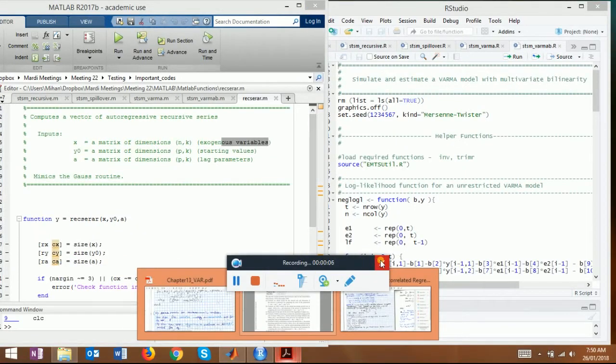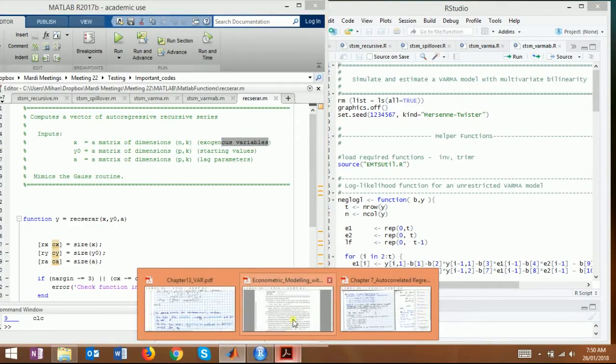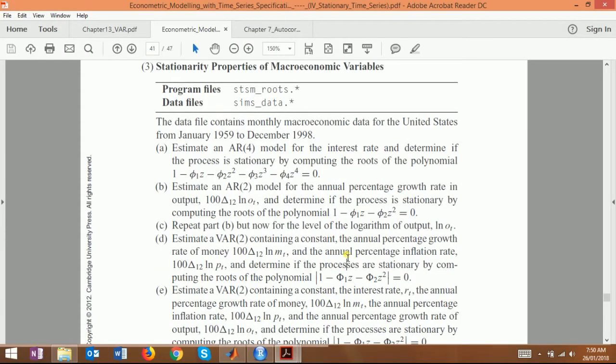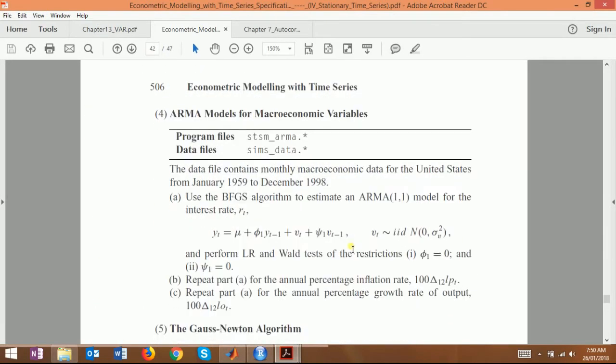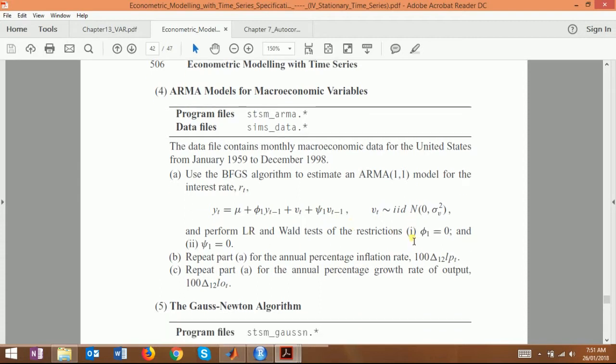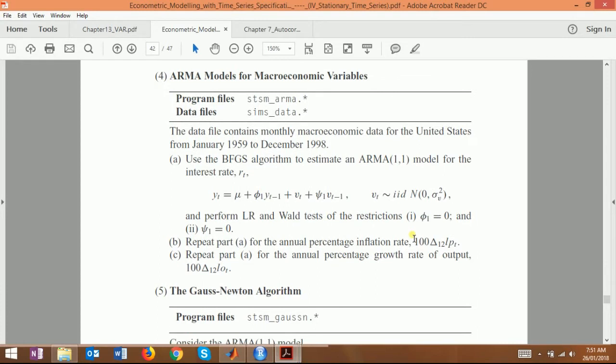Okay, now we are going to continue our problems in chapter 13. And we did stationarity properties of macroeconomic variables. That was quite an interesting problem, as we can recall. And now we are going to move into number 4. The question in number 4 is hypothesis testing basically. The problem in number 4 is ARMA models for macroeconomic variables. The data file contains monthly macroeconomic data for the United States from January 1959 to December 1998.